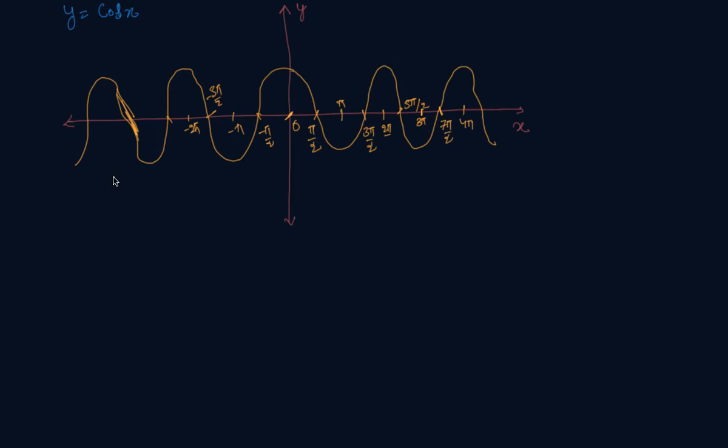So the domain of this function is similar to the domain of sin x. The domain of cos x is also all the real numbers because x can take any real value. And the range of cos x is also equal to the range of sin x, which is minus 1 to 1, closed interval.